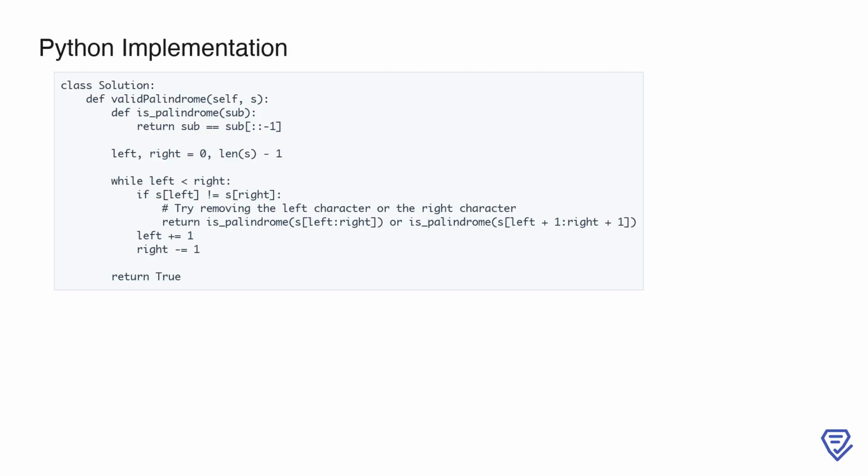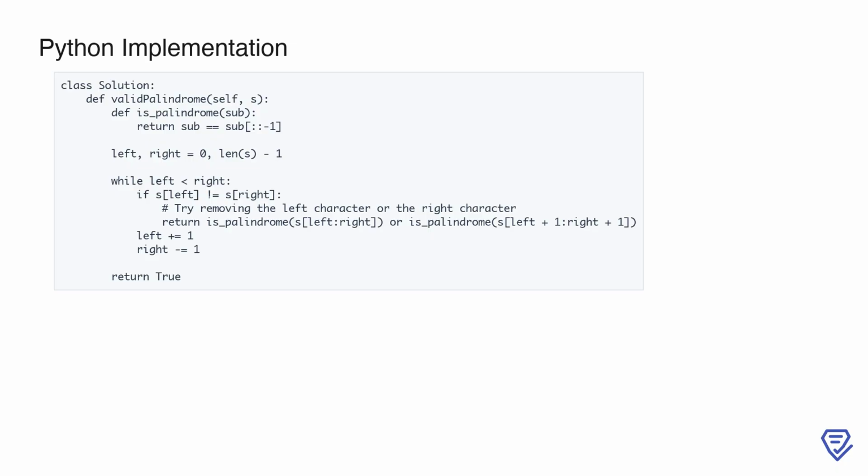4. Increment pointers. If characters match, the left pointer is incremented, and the right pointer is decremented to continue the comparison. 5. Success case. If the loop completes without finding a mismatch, the function returns true, indicating the string is already a palindrome or can become one without removing any characters.